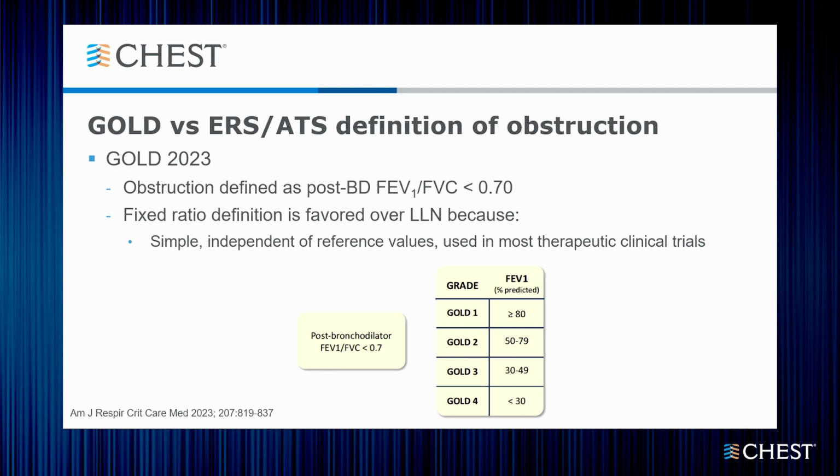So GOLD, remember, defines obstruction as a post-bronchodilator FEV1 to FVC that's less than 0.7. And why do they use a fixed ratio? Well, it's simple, it's independent of reference values, and it's used in most therapeutic trials. So remember, this is the GOLD definition of obstruction. That's the way severity is graded.